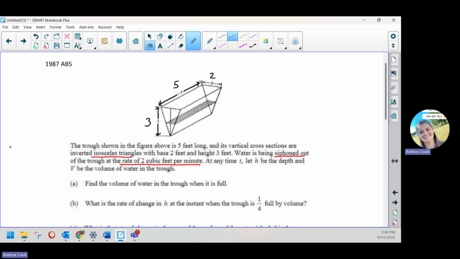So what they gave us there is that dV over dt, and the water is leaving, so that's going to be -2 cubic feet per minute. So that's what they give us, the volume. And what else? Okay, so part A said find the volume when the trough is full.